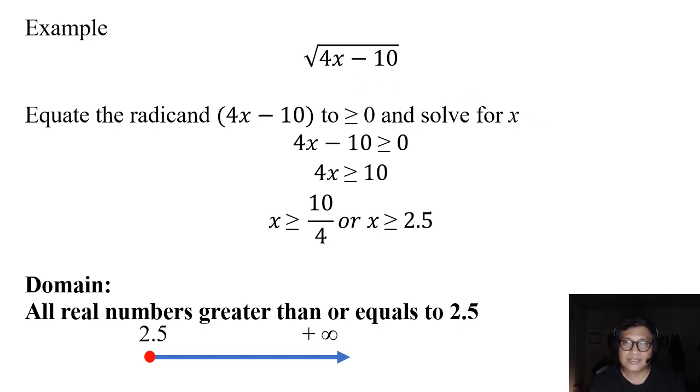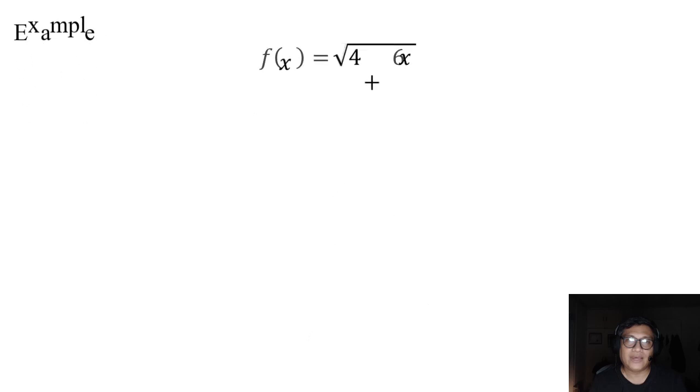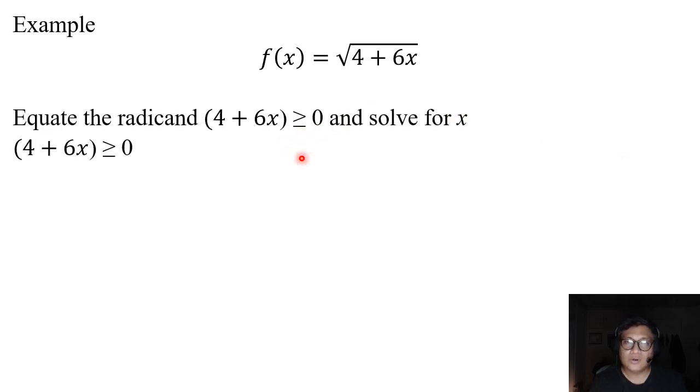Okay, so what else? Now we have another one. f of x is equal to the square root of 4 plus 6x. Again, we are going to set 4 plus 6x greater than or equal to 0, using the inequality, then solve for x. So 4 plus 6x is greater than or equal to 0. If you transpose positive 4 to the other side, it becomes negative 4, but we still have the greater than or equal to.